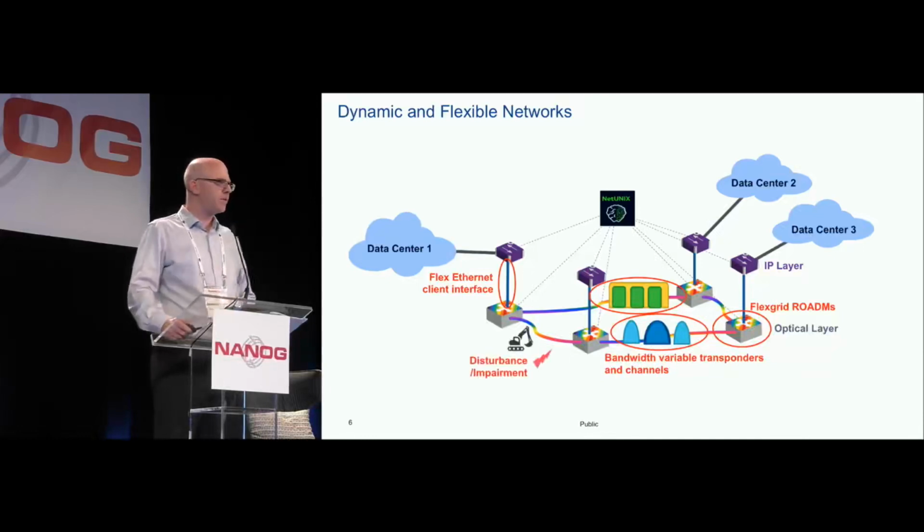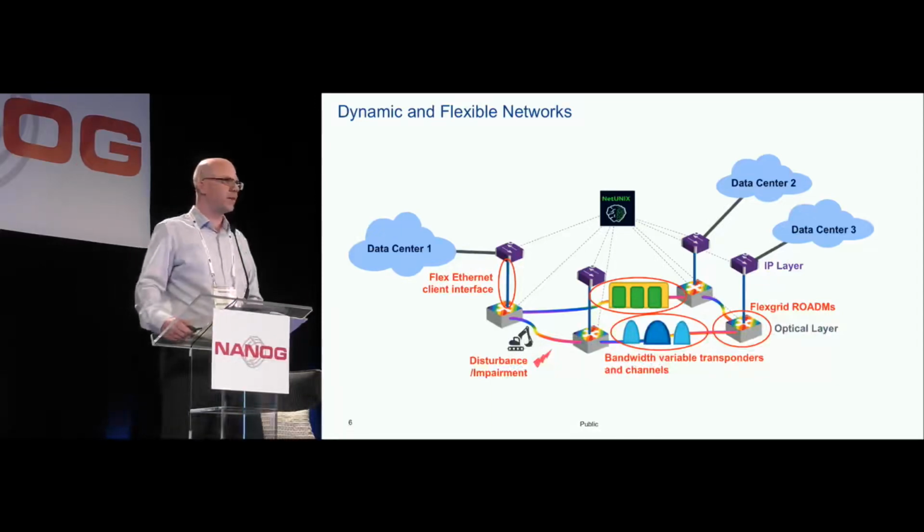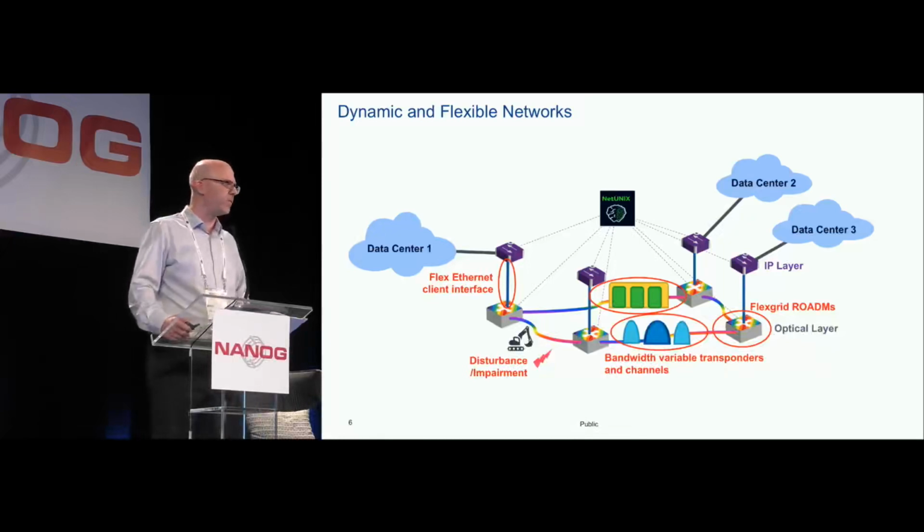And the other thing we want to do is improve our sensing capabilities of the network. So if there's some kind of a disturbance or an impairment, like in this case, a backhoe is digging near your fiber network, we want to sense that something is creating a problem, and then you can take some kind of an action if you want to.